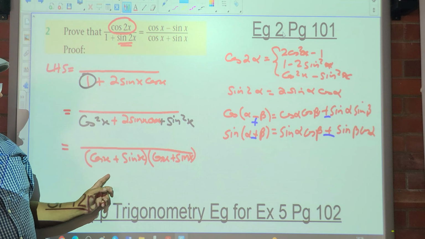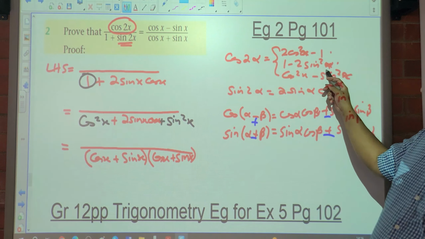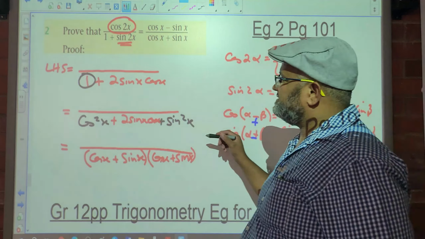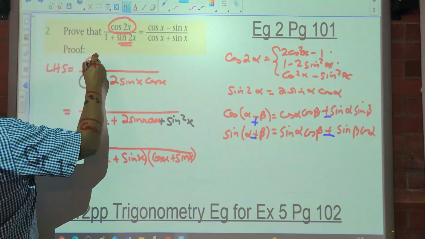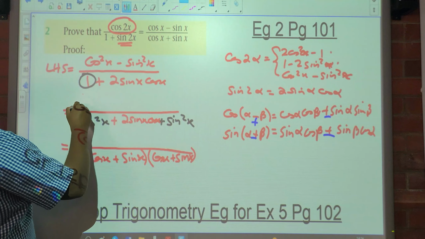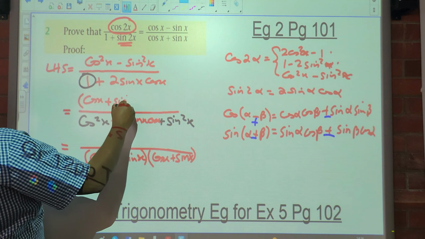Not so? So if you're going to do it and change it to the first one, you won't be able to cancel, as well as the second one. However, the third one can go into difference of 2 squares. So it's going to become cos squared x minus sin squared x. So let's go. What do we get? Cos x plus sin x times cos x minus sin x.